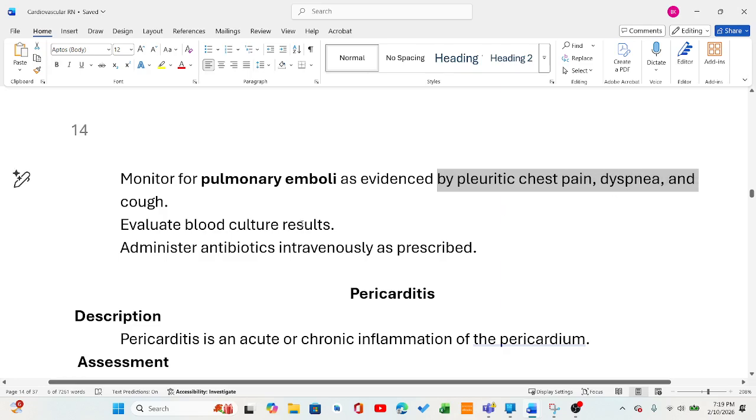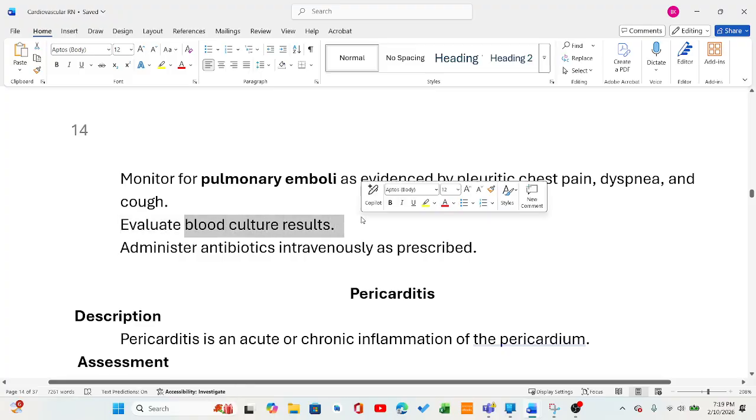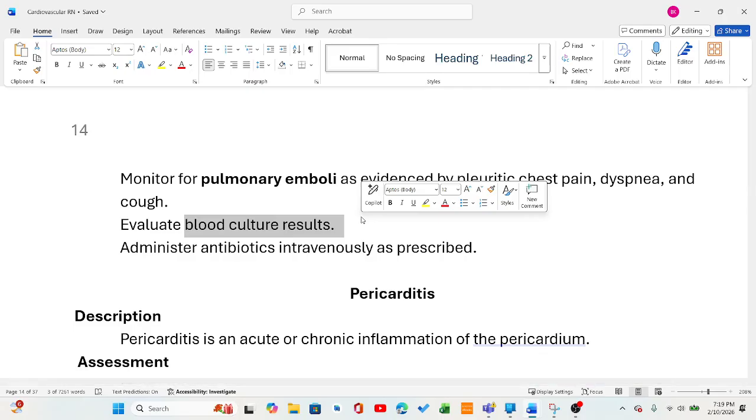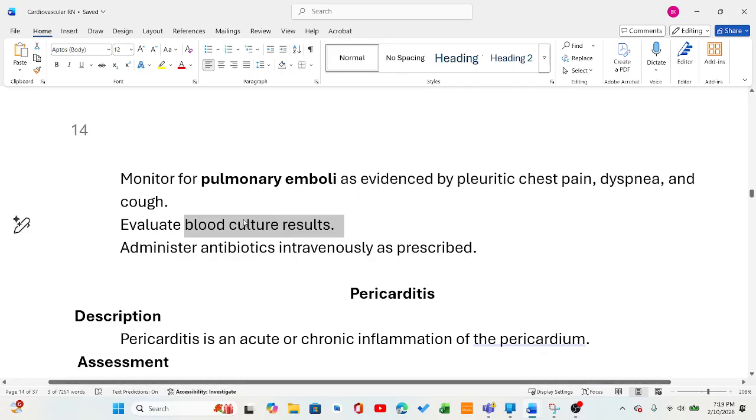So evaluate blood cultures. Because it's an infection, we'll go to getting blood cultures. And blood cultures will help us identify what is causing the infection, and then the doctor can put them on the appropriate antibiotics. But always remember, when the culture is ordered and antibiotics are also ordered, you take the culture first before you start the antibiotics.